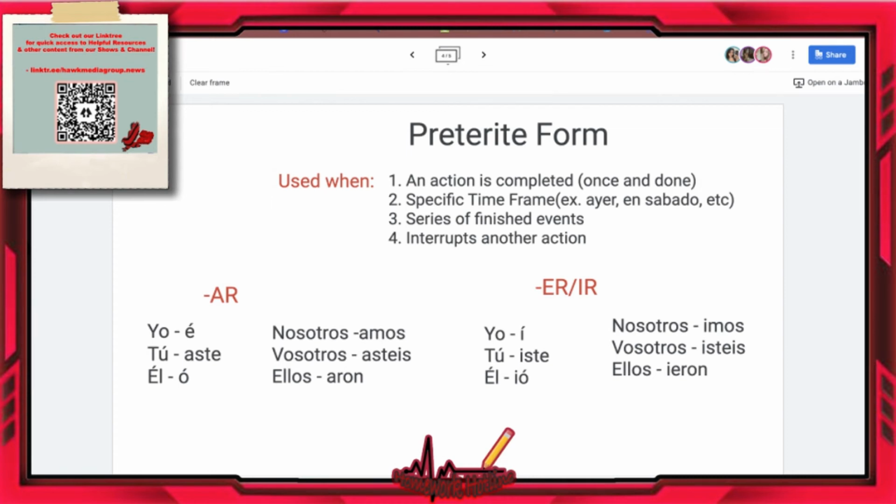You would also use this for a series of finished events. So if you say, like, "Oh, I walked my dog, got ice cream, went back home." You're saying a series of finished events that you've done.